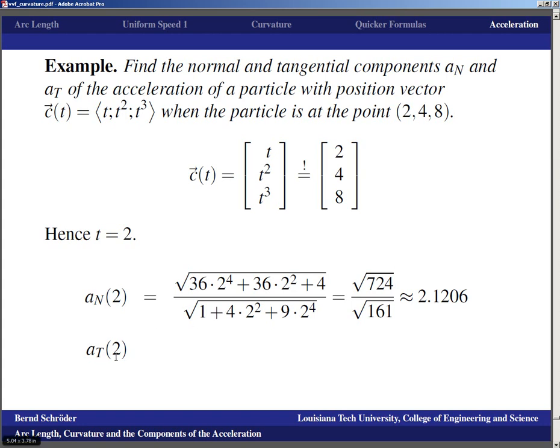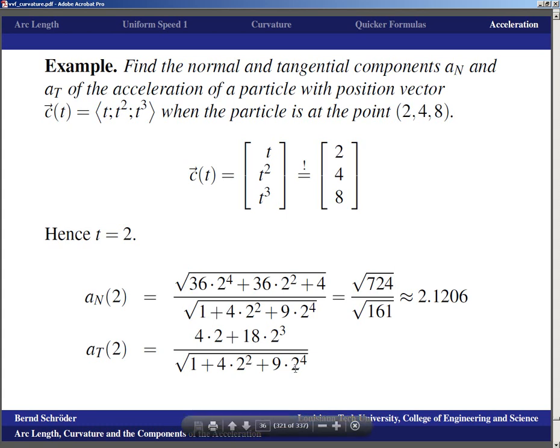And for the tangential component of the acceleration at 2, we realize that that is 4 times 2 plus 18 times 2 cubed divided by square root of 1 plus 4 times 2 squared plus 9 times 2 to the fourth, which we already had. So the denominator will be square root of 161. And then we have, let's see, 18 times 8. That would be 80 plus 64 is 144 plus 8 is 152. Ha! I got it right.